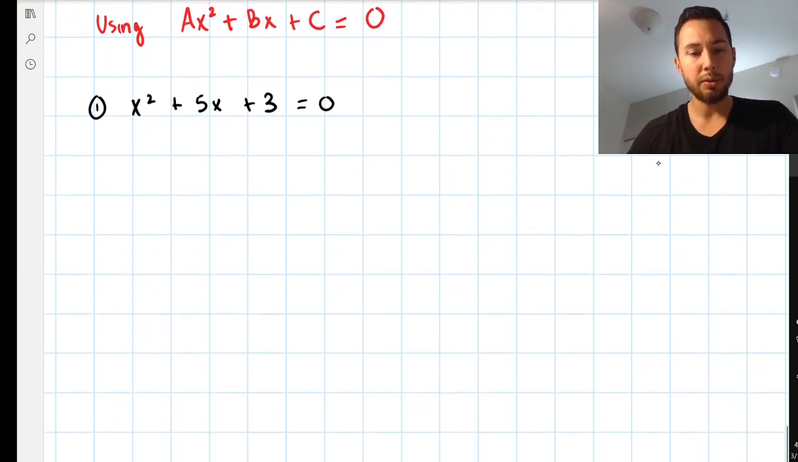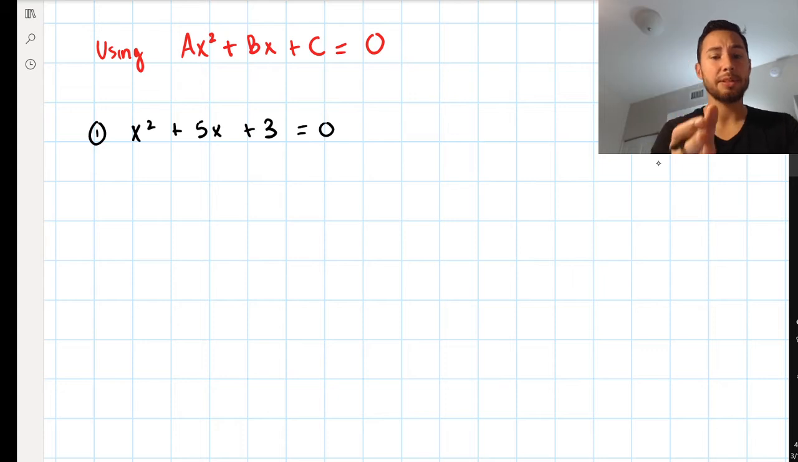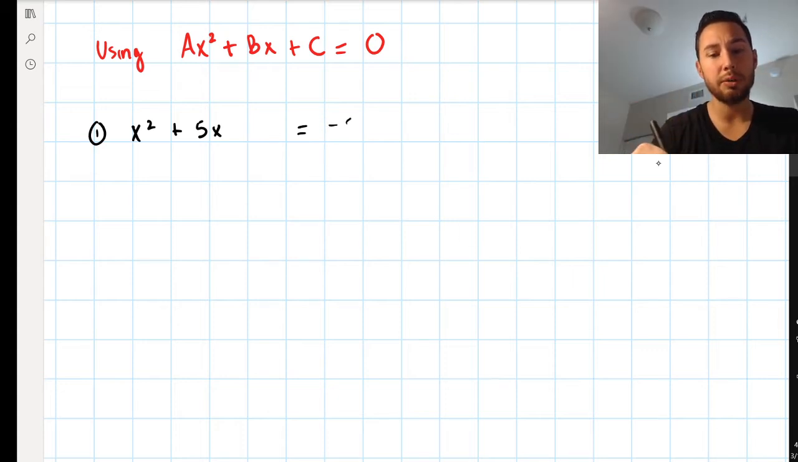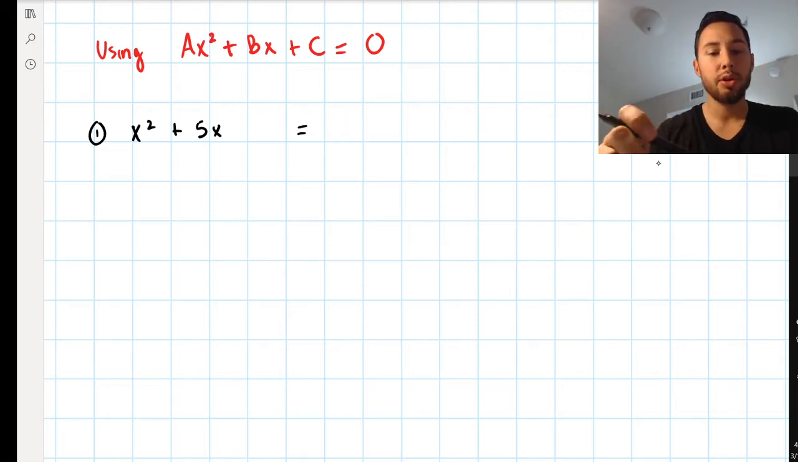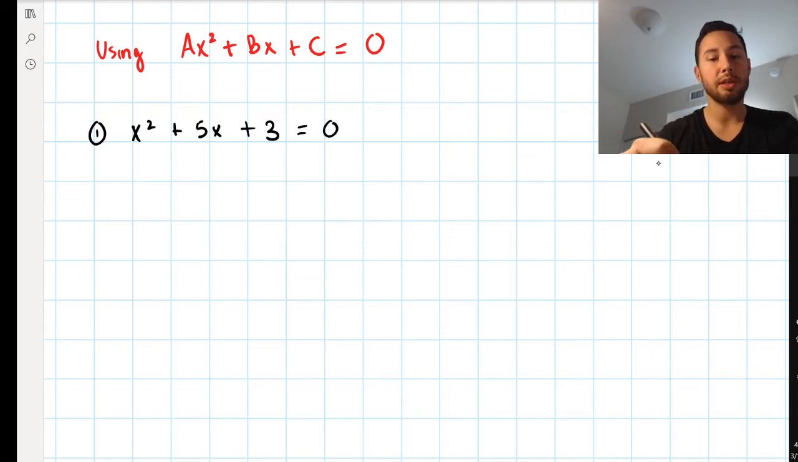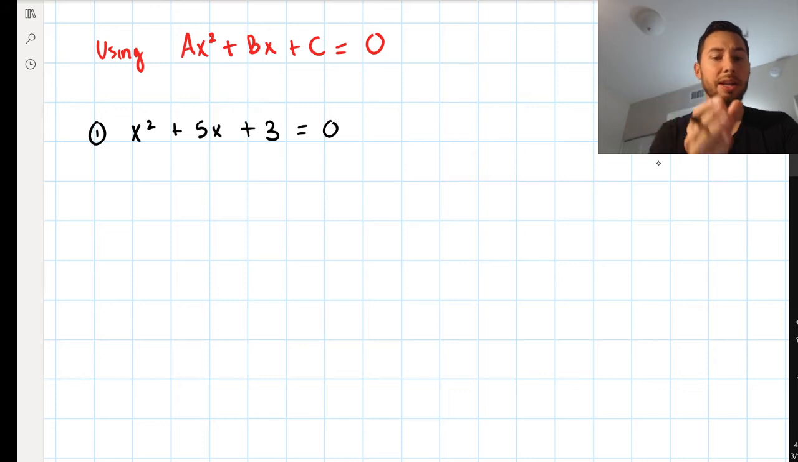So let's try to do this. I have something in standard form, and it has to be in standard form. If my 3 was on the other side, if this was equal to negative 3, I would have to bring that over to the left side. I must have something that looks like this. It has to be equal to 0 or equal to nothing or equal to y. My left side has to be x squared plus 5x plus 3, right? So ax squared plus bx plus c.